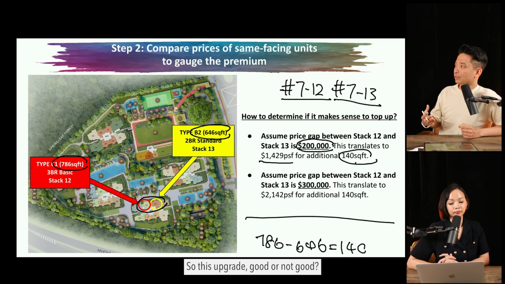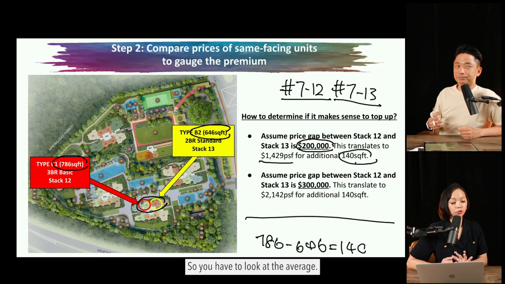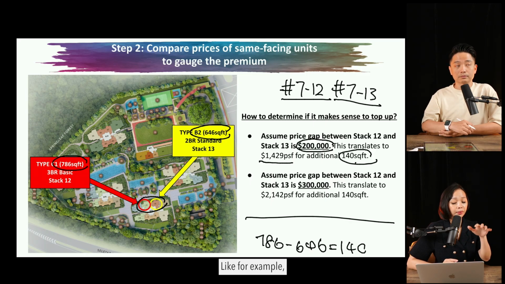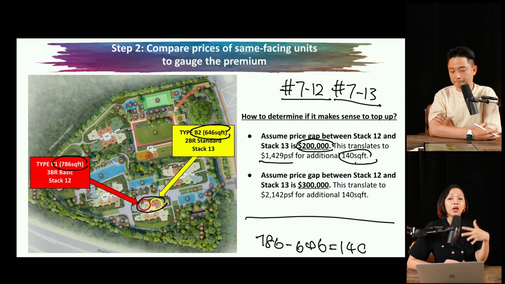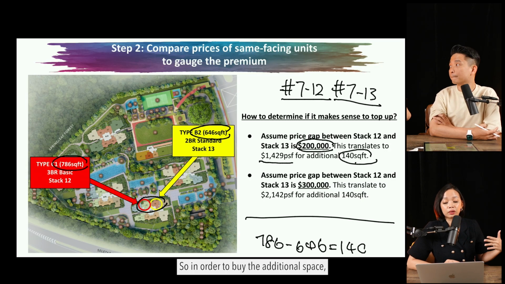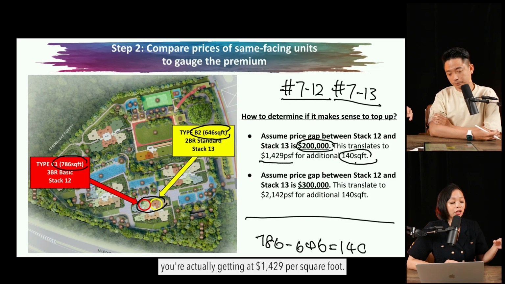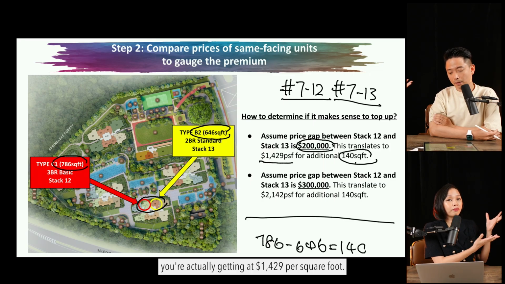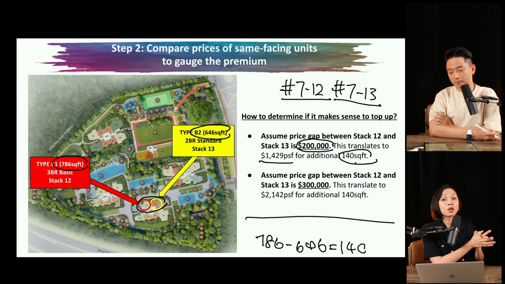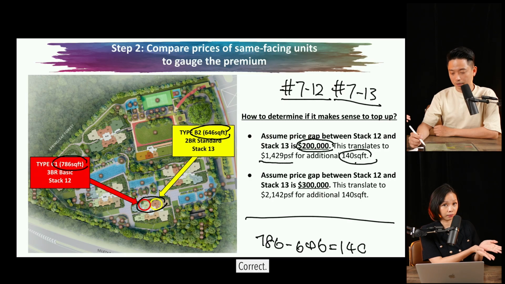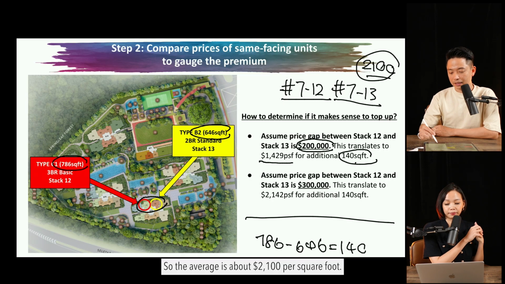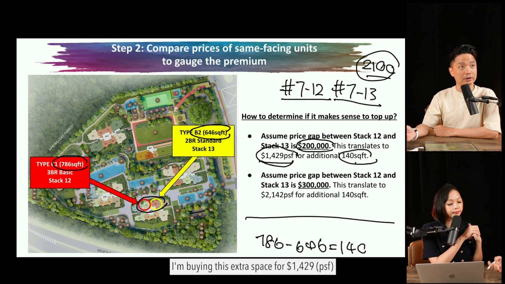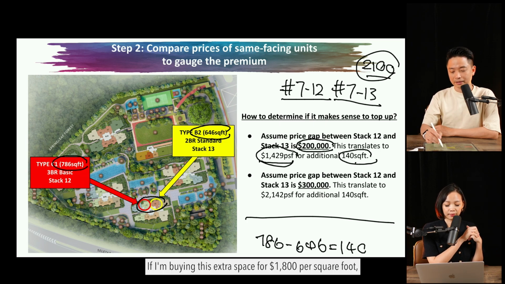So this upgrade, good or not good? You have to look at the average. For example, the average estimated in this project may be going for 2000 PSF or 2001 PSF. So in order to buy the additional space, you're actually getting it at 1429 per square foot. So actually it's very cheap. Correct, it's a go. The average is about 2001 per square foot. If I'm buying this extra space for 1429, definitely go. If I'm buying this extra space for 1800 per square foot, still a go.